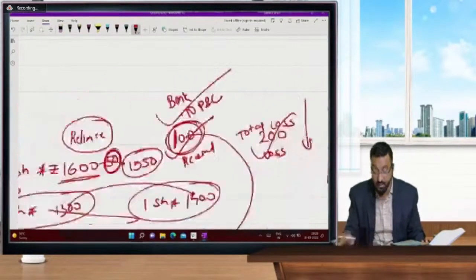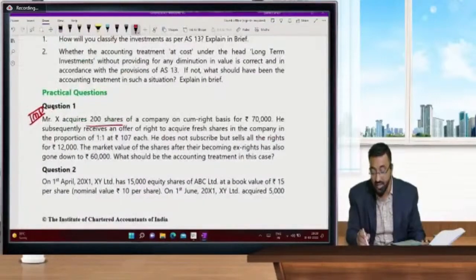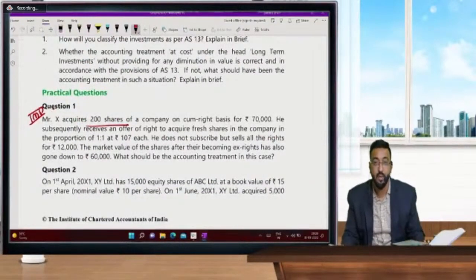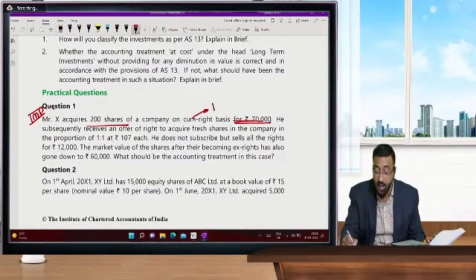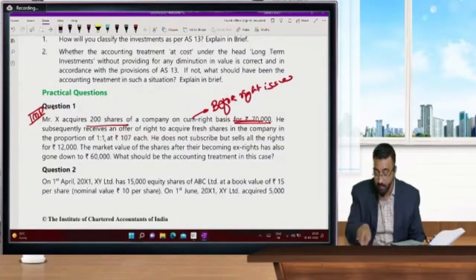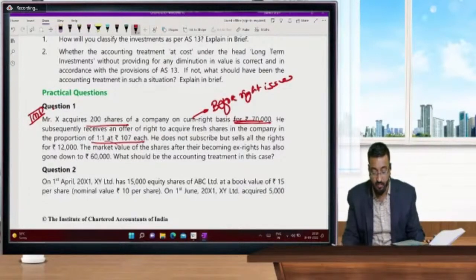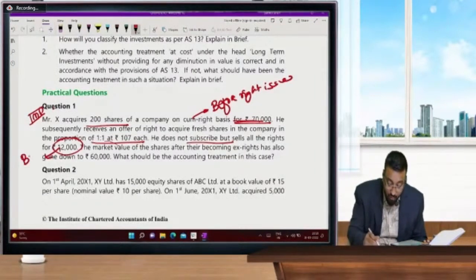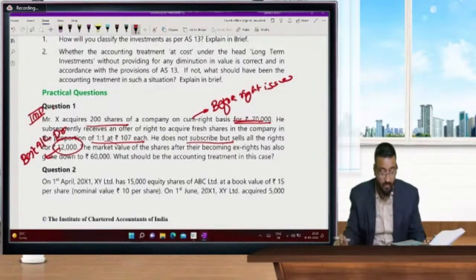Now see in this question, Mr. X acquires 200 shares. Now let's see, are you getting this concept or not? What is the price? 70,000, cum right, beta, before the right issue. He subsequently receives an offer of right shares 1:1 at 107. He has not subscribed to it, but he sold it for 12,000. So beta, this is the bank account debit. He renounced it for 12,000.